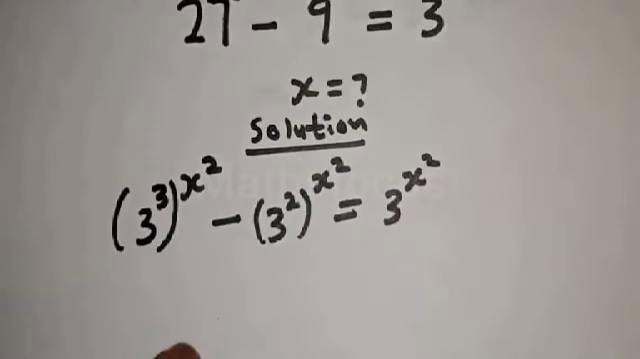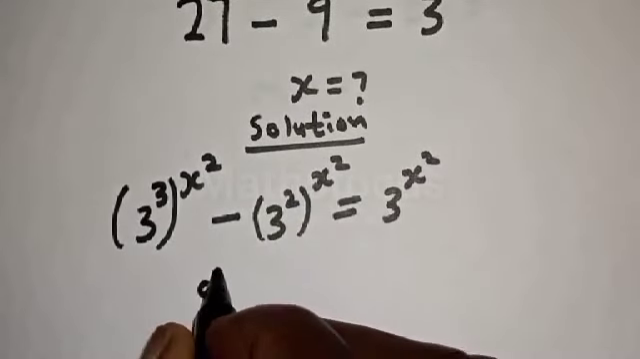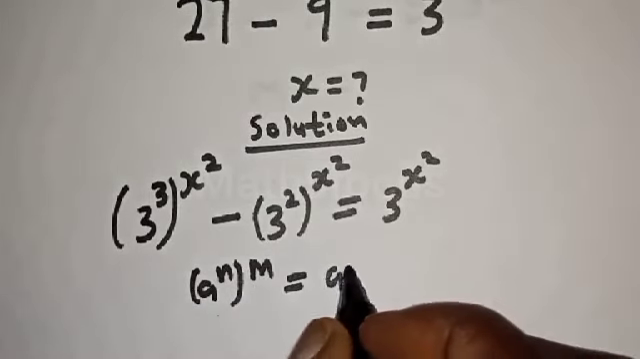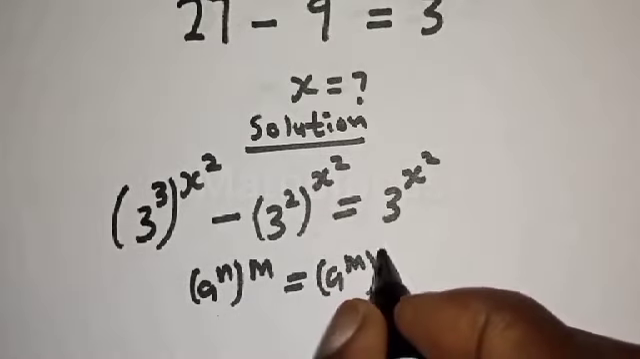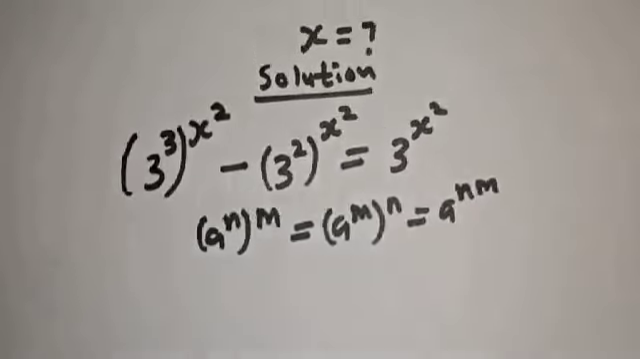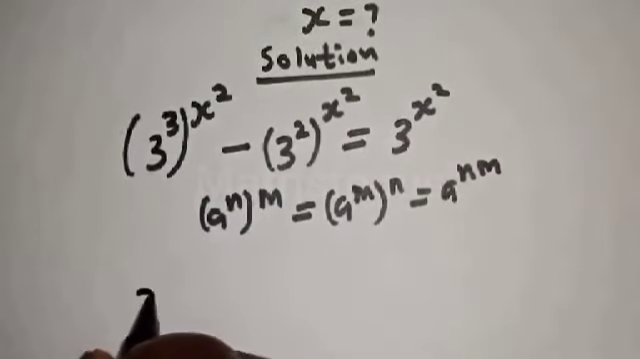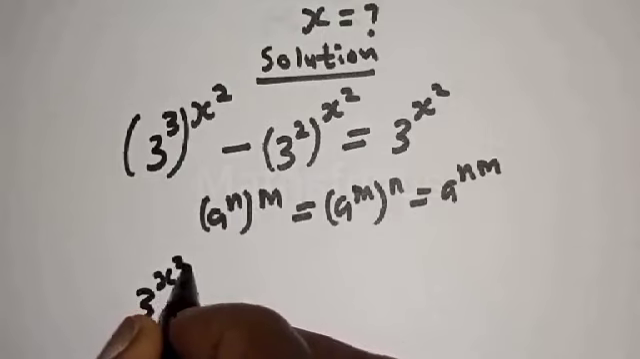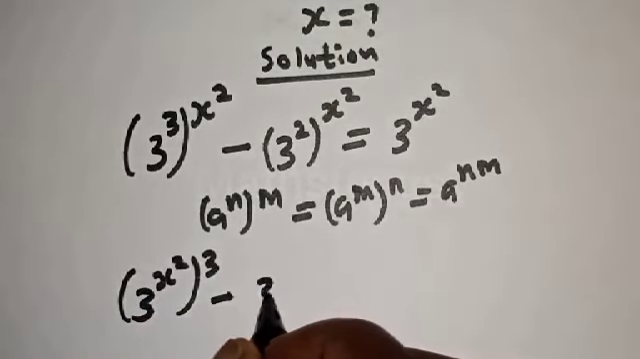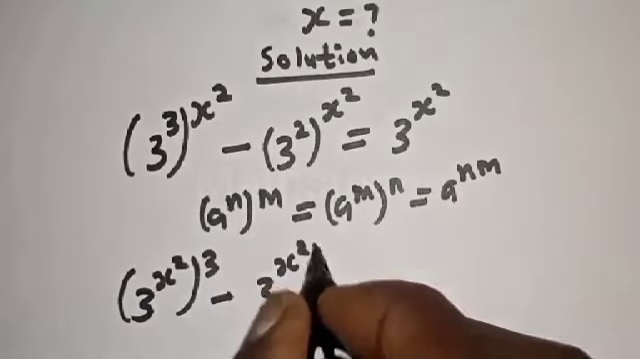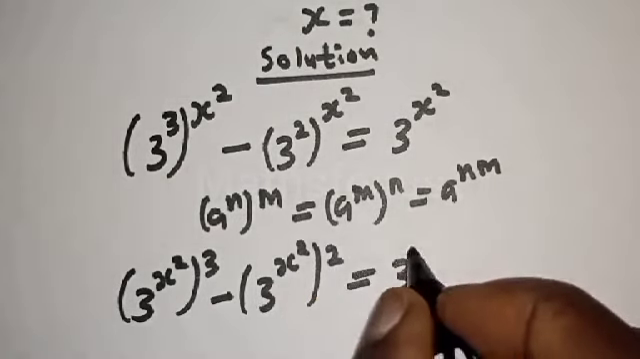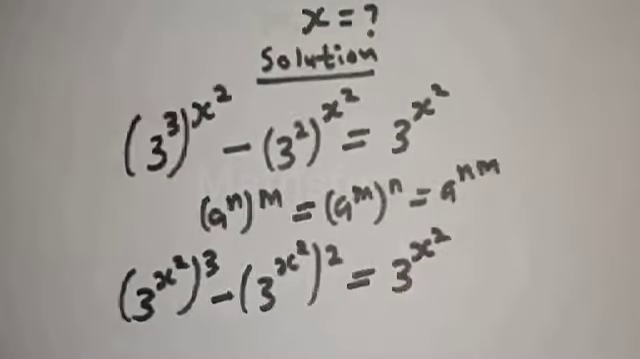Then take note of this rule that if you have a raised to power n to the power of m, this is equal to a raised to power m to the power of n, which is equal to a raised to power nm. So we have 3 raised to power x² to the power of 3 minus 3 raised to power x² to the power of 2 is equal to 3 raised to power x².